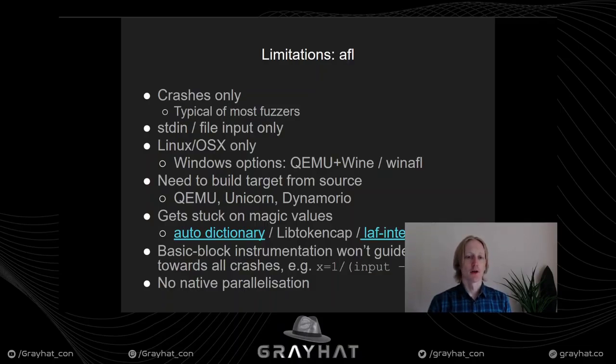AFL is also going to get stuck on magic values. Again, not quite the same as checksums, but magic bytes, for example. We've talked about some different ways to deal with this. There are some links here: the auto dictionary that comes with AFL, Clang LTO, libtokencap to find them dynamically, and LAF-Intel, which I haven't talked about yet. That's a cool optional feature within AFL++ that you can turn on that breaks down multi-byte comparisons into a series of single-byte comparisons, which essentially allows AFL's built-in mutators to discover what these magic values are. I recommend reading about that, it's really quite cool. It doesn't come with much performance impact, really.